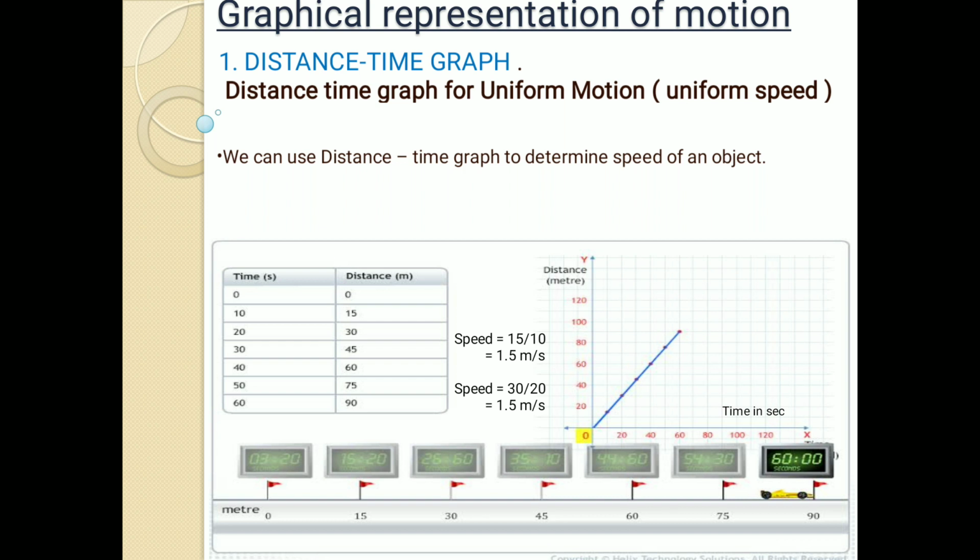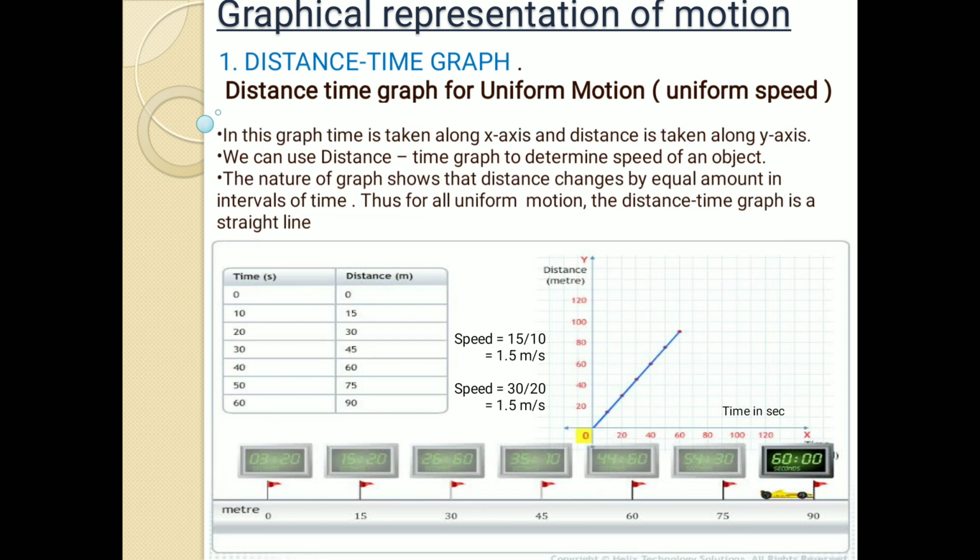The next two values I have taken next itself. Distance is 30 meter and time is 20 second. After simplification, the zeros get cancelled, 3 by 2 means 1.5 meter per second. What does it show? It shows velocity is constant. So velocity or speed is constant. Constant speed is nothing but uniform motion. So this graph shows uniform motion.